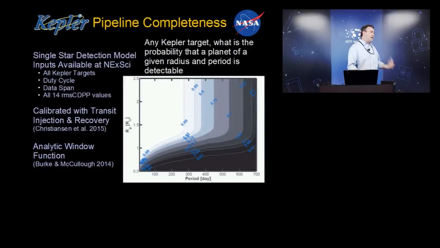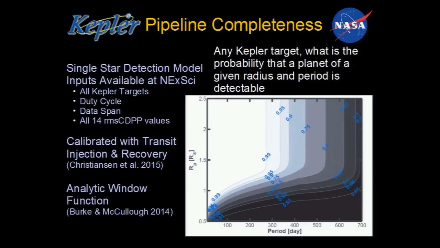So here I talk about pipeline completeness. And I'm not going to go into all of the details. Just know that this is really the key point that has been missing so far in analyzing Kepler data. A lot of the work that I've been involved in is analyzing a single star. You can go to the catalog of Kepler objects and ask, for this given data set, what's the probability that I could detect a planet of any particular period and radius.